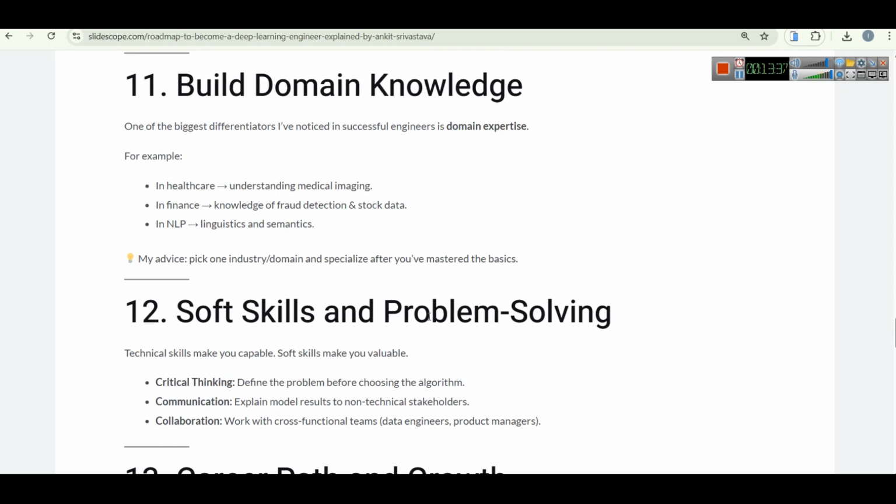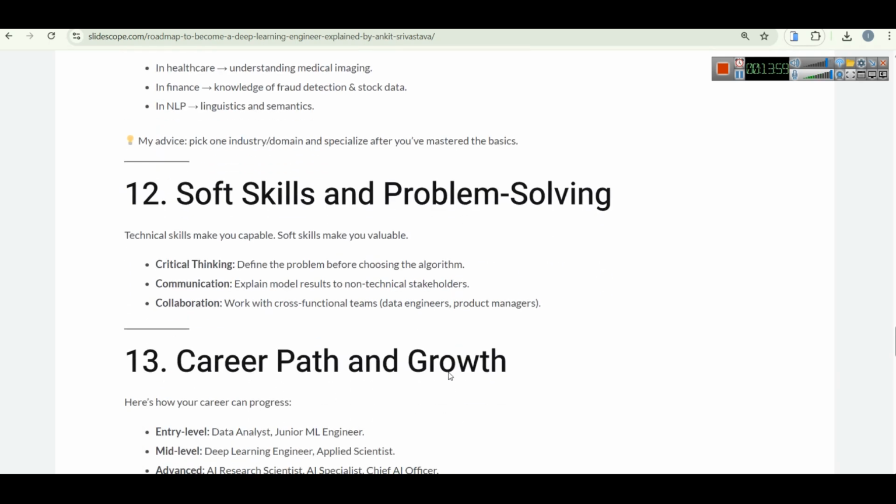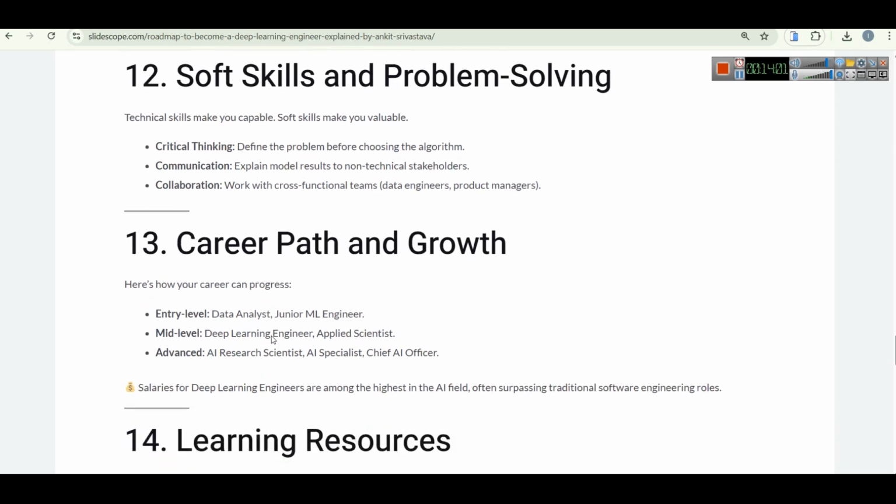Next is soft skills and problem solving. Technical skills make you capable, but soft skills make you valuable. Critical thinking is something like defining the problem before choosing the algorithm. Then we have communication, explaining model results to non-technical stakeholders, and collaboration, working with cross-functional teams, data engineers, product managers, etc.